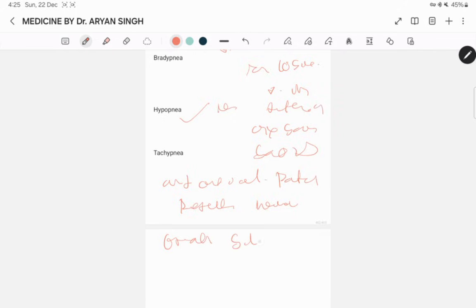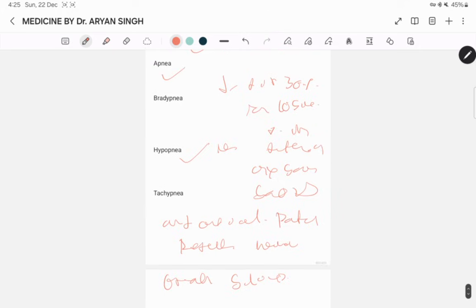This respiratory event represents a partial reduction in airflow leading to disruption in normal breathing pattern during sleep. Apnea refers to the complete cessation of airflow for at least 10 seconds during sleep. Bradypnea is a term typically used to describe an abnormally slow respiratory rate, but it is not specifically related to this clinical scenario. And tachypnea refers to an abnormally rapid respiratory rate.